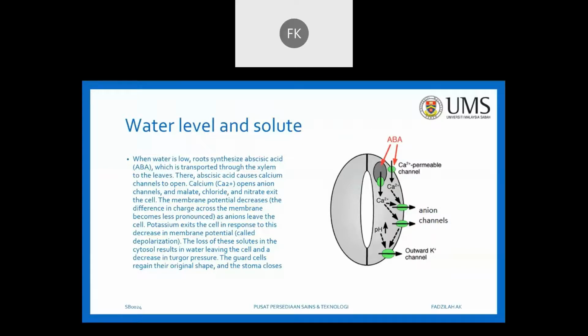The loss of this solute in the cytosol results in water leaving the cell and a decrease in pressure, and the guard cell regains its original shape, and the stomata close. When this happens, the guard cells will close the stomata opening.